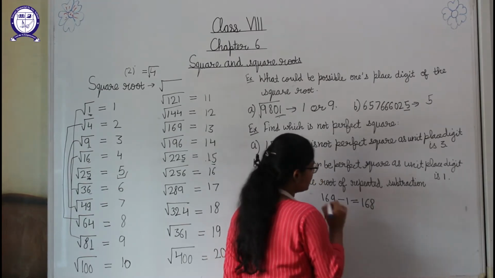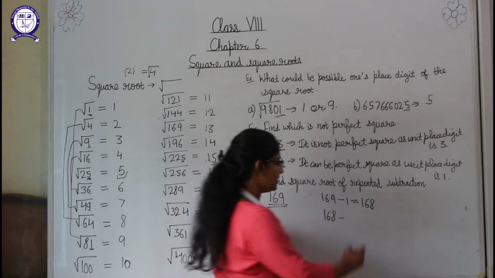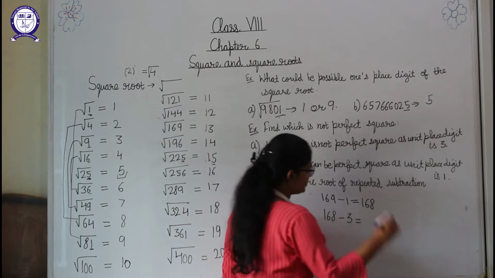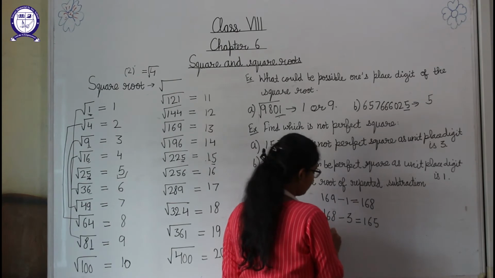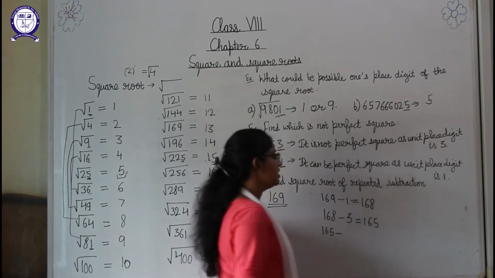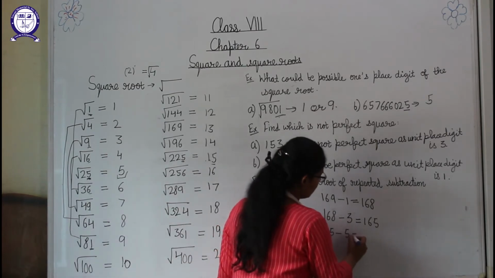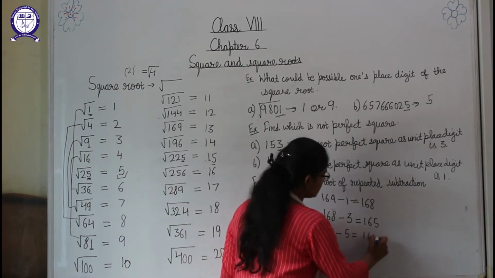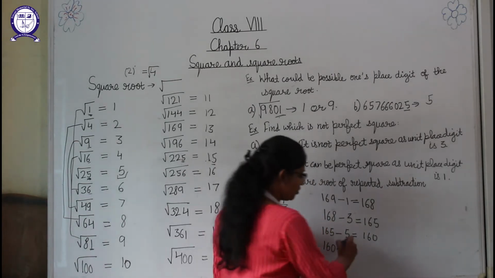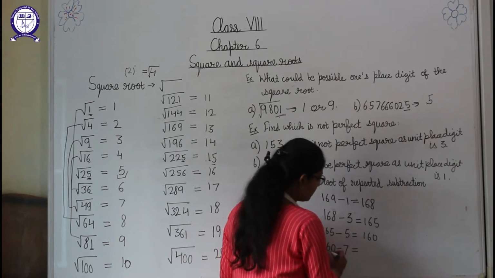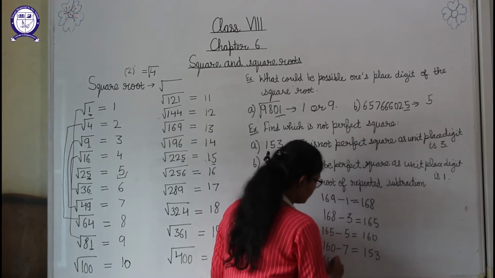Then 168 minus, what will be the next odd number after 1? 3 will be the next odd number. So we subtract 3, and 168 minus 3 is 165. Then 165 minus 5, the next odd number, is 160. Then 160 minus 7, after 5, 7 is the odd number. What are we getting? We are getting 153.